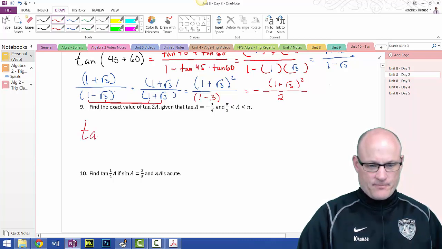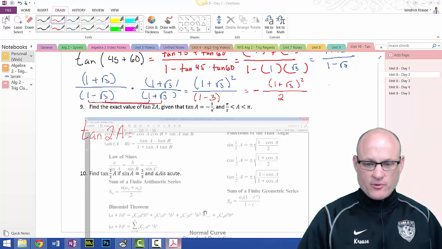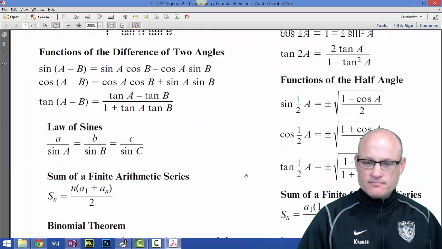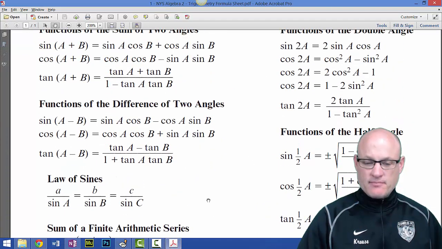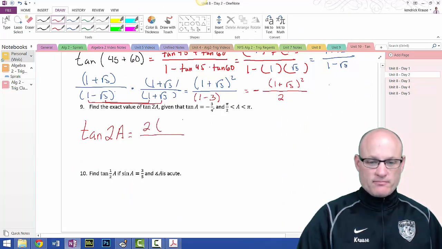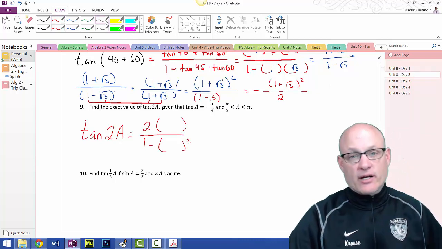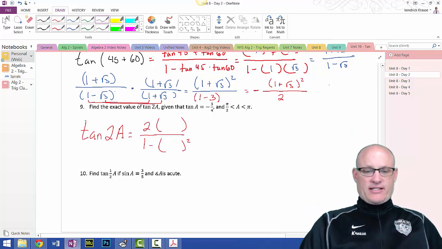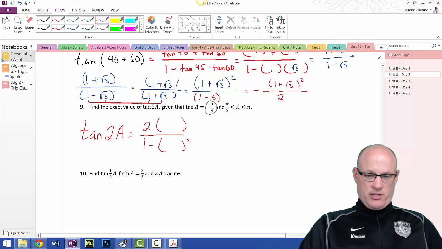Tangent of 2A is equal to, formula, 2 tan over 1 minus tan squared. So 2 times tangent over 1 minus tangent A squared. We'll skip steps. I know you want to get to your homework. So let's see. The tangent of A is negative 3 over 4.